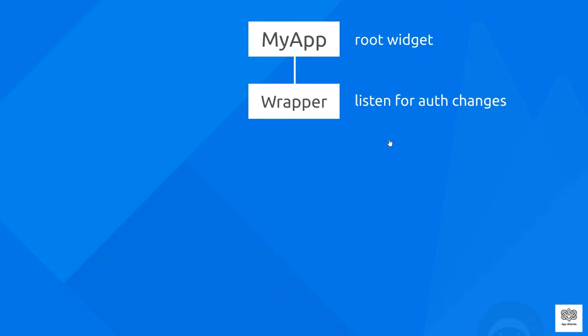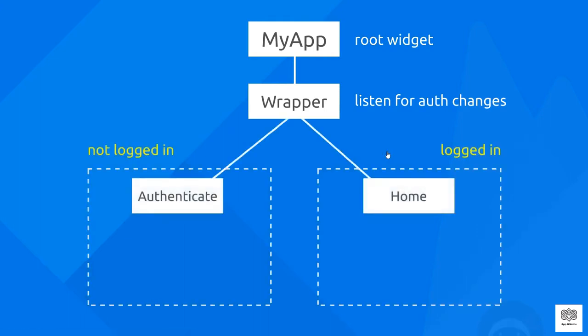Now, depending on that user authentication status, whether they're logged in or not, that wrapper widget is either going to show a home screen or an authentication screen. Now, these are two separate widgets, and if the user is logged in, it's going to show the right side, and if they're logged out, it's going to show this side over here, okay? So this wrapper is dynamically showing different content dependent on the authentication status of the user.